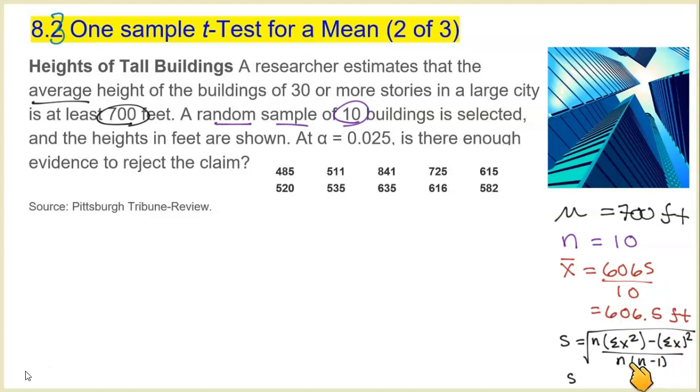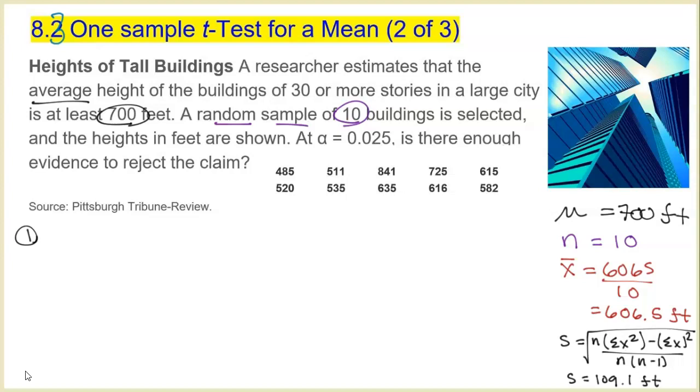Have to square that, and then do 10 times 9, and then evaluate that, take the square root, and you'll get the standard deviation. So 109.1 feet is my standard deviation. And then we want to be able to conduct our 5 steps.